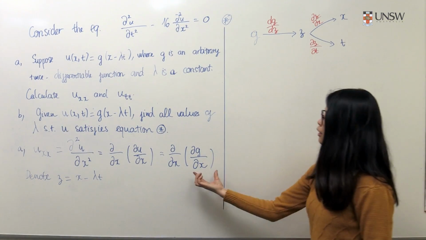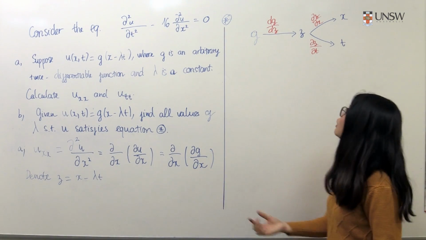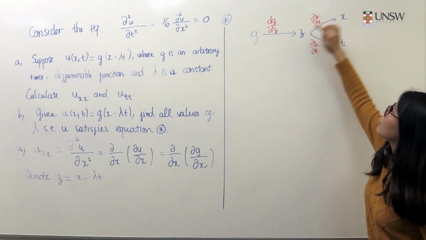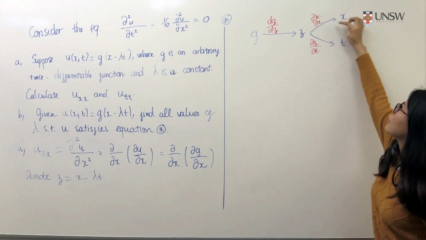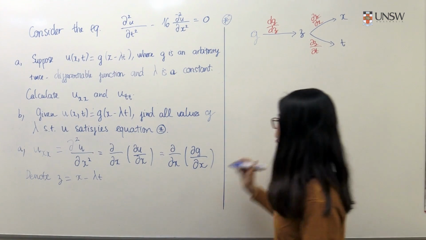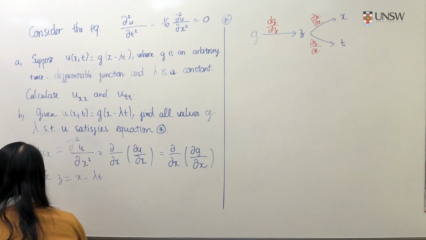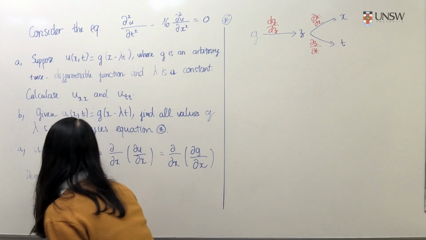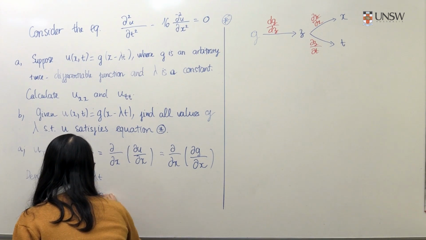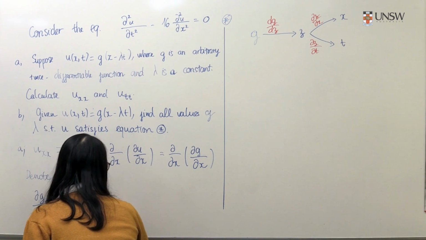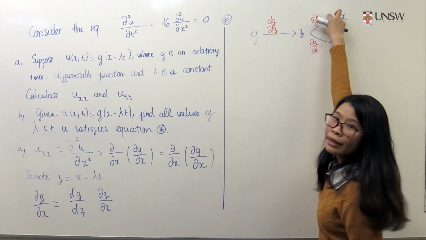Now to calculate the thing in the bracket here, so it means to calculate the derivative of g with respect to x, we need to look for all the paths that go from g to x. So in this diagram, we have only one path, which is g goes to z and z goes to x. Therefore, using the chain rule, we have dg over dx equal to dg over dz times dz over dx. So we got that part times this part.